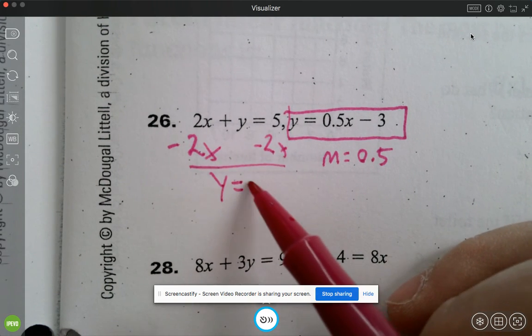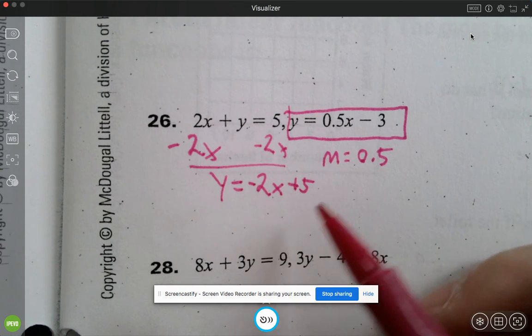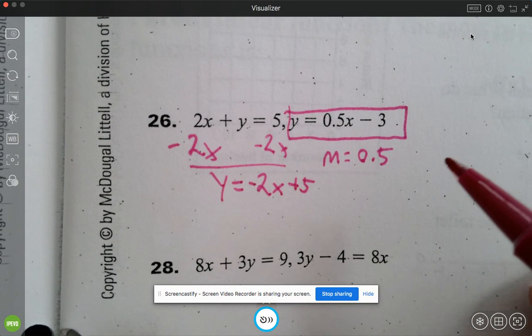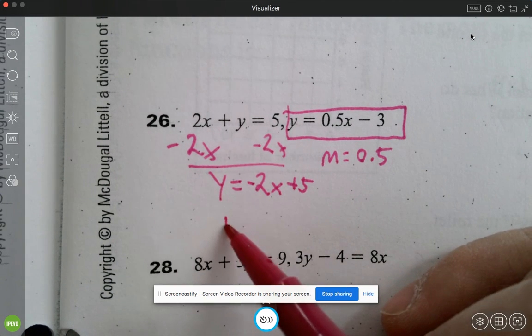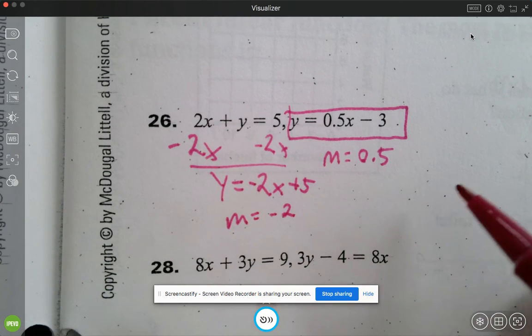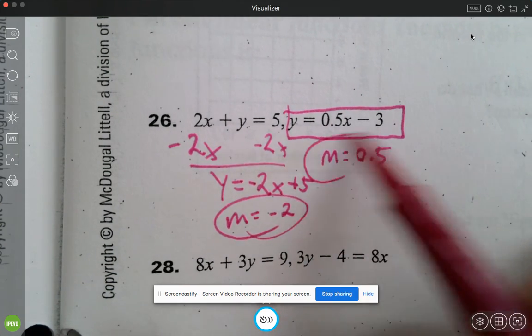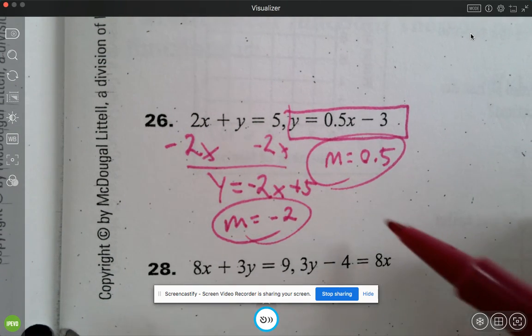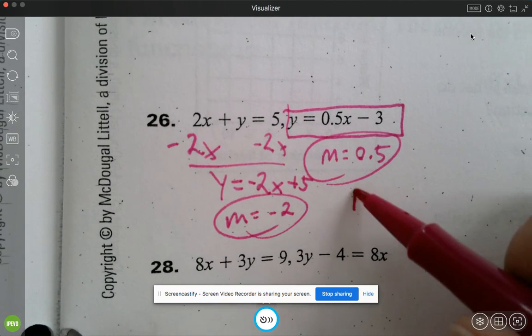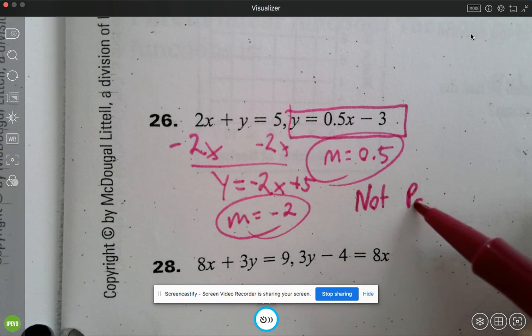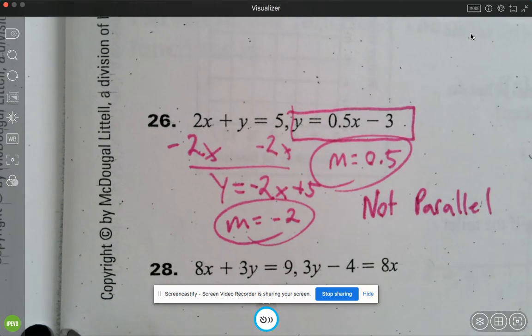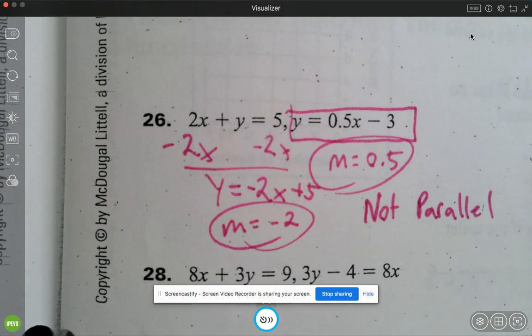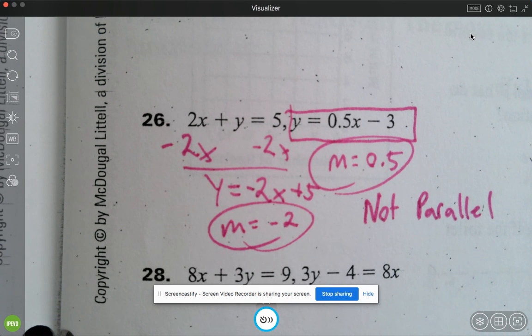I'm left with y equals -2x plus 5. That's it, right? Yeah, and so my slope is -2. So are those the same slopes? Definitely not. So I will put here not parallel.